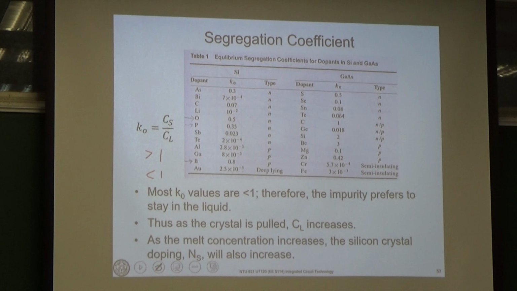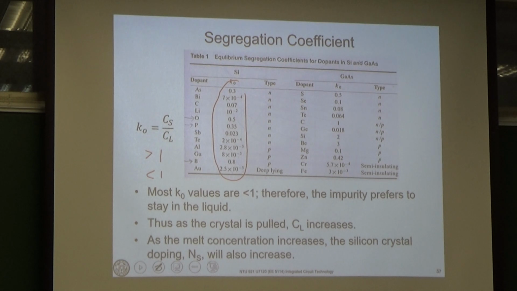So for silicon, you can see that all of them are less than 1, which means the impurity prefers to stay in the liquid. So that's why we can use the FZ method to purify the silicon. Because once we heat up and melt the silicon, the impurity or the dopant will tend to stay on the liquid side. And once you move the coil, you can just move away all the impurities.